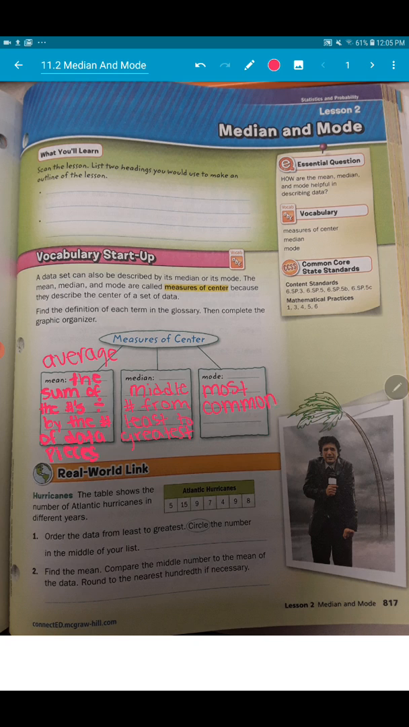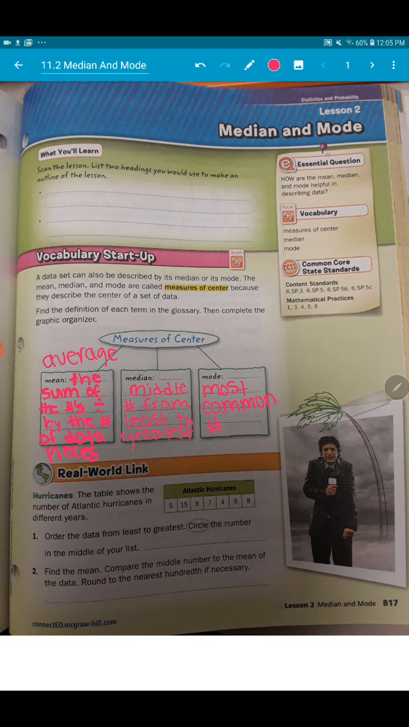So mode is the most common number. Sometimes there will be no mode. That's when maybe every number just happens once. Other times there might be 2 modes and 3 modes. So sometimes there's 0, sometimes there's 1, and sometimes there's many different ones.